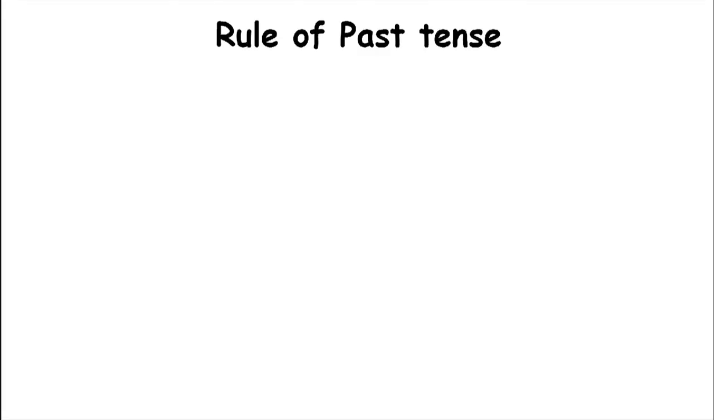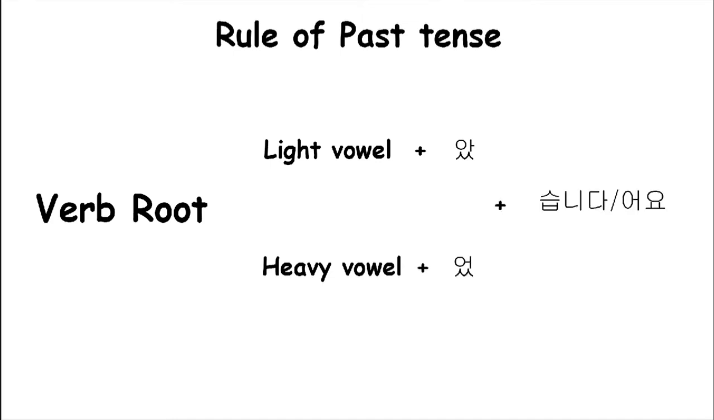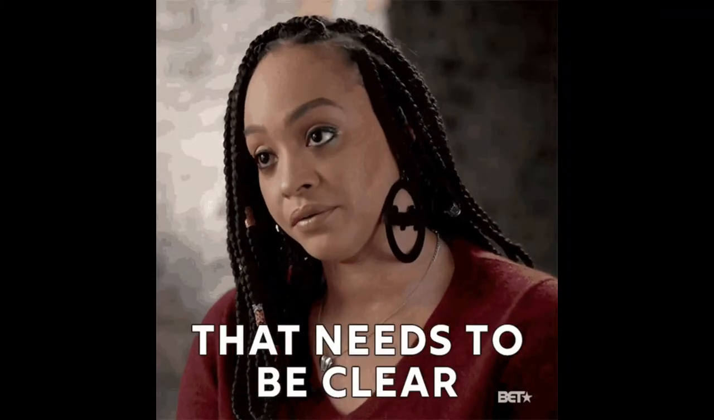A verb root ending with a light vowel will be attached with at, and a verb root ending with a heavy vowel will be attached with ot, followed by sunnida. Since at and ot are already decided as per light and heavy vowel, irrespective of whichever attachment we use, it will be followed by oyo only. Now let's make it clear through some examples.